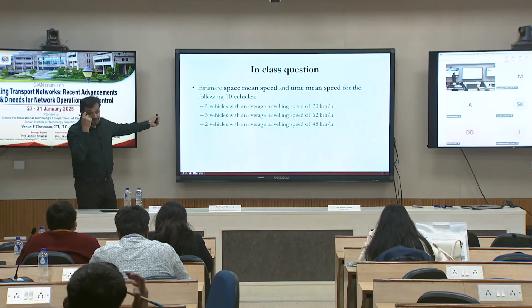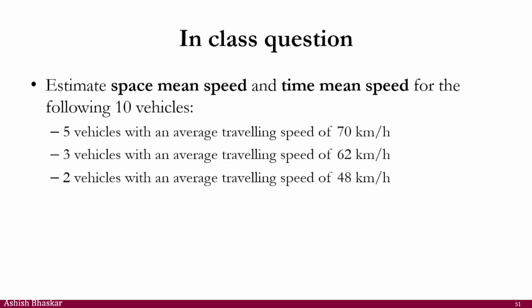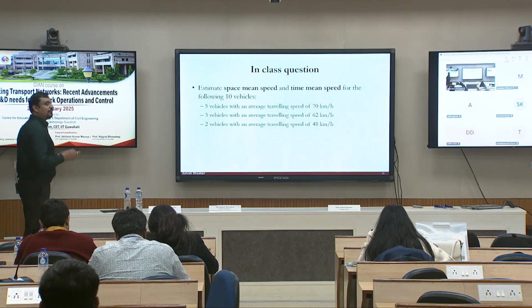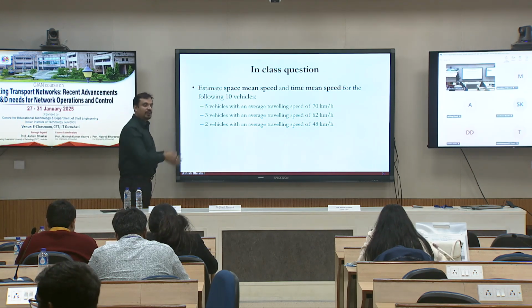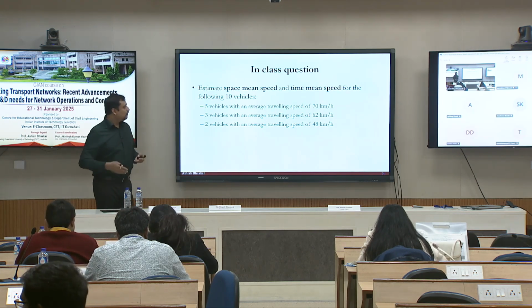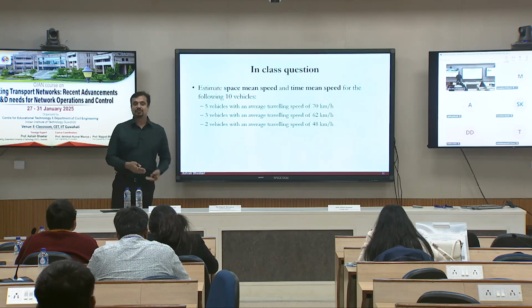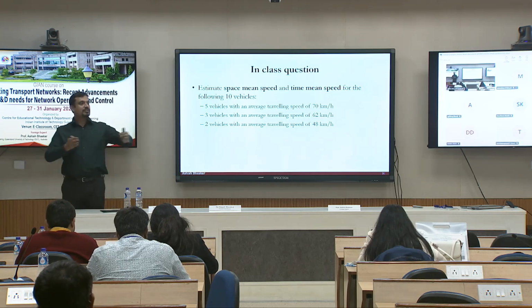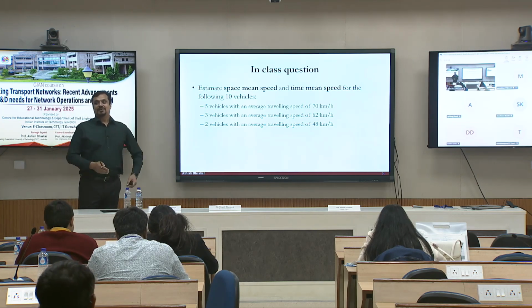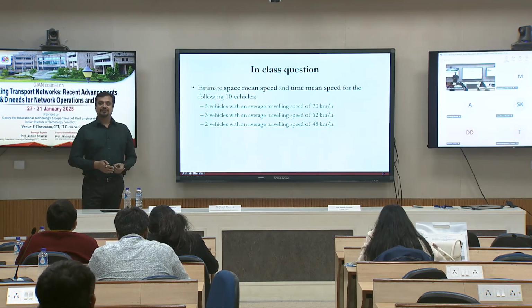Now that was the answer for this question, the second one. Like if I have 5 vehicles traveling at a speed of 70, 3 vehicles at 62, 2 vehicles at 48. Now what is the space mean speed in this particular case? Don't worry about the time mean speed, just the space mean speed. So imagine you have 3 lanes. On lane 1, you have observed 5 vehicles traveling at 70. Lane 2, there are 3 vehicles traveling at 62. Lane 3, there are 2 vehicles traveling at 48. So 3 separate lanes. I want to find the average speed of the entire section. Let's say a 1 kilometer section.